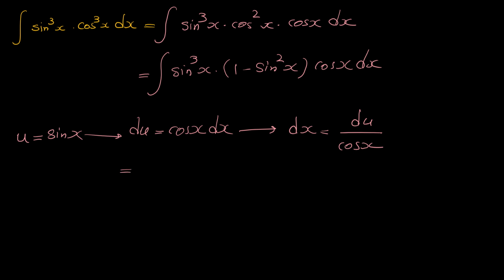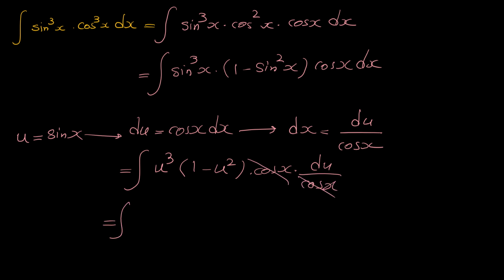So after this we have integral sine is u, so u to the 3 times 1 minus sine to the 2 is 1 minus u to the 2, times cosine x, and dx is du over cosine. Finally, cosine from the numerator with the denominator cancels, and we have u to the 3 minus u to the 5 du.